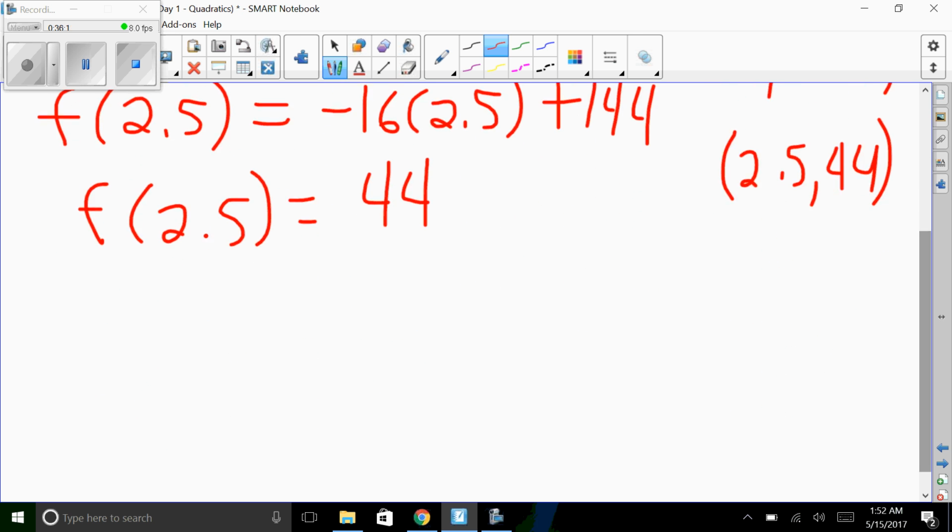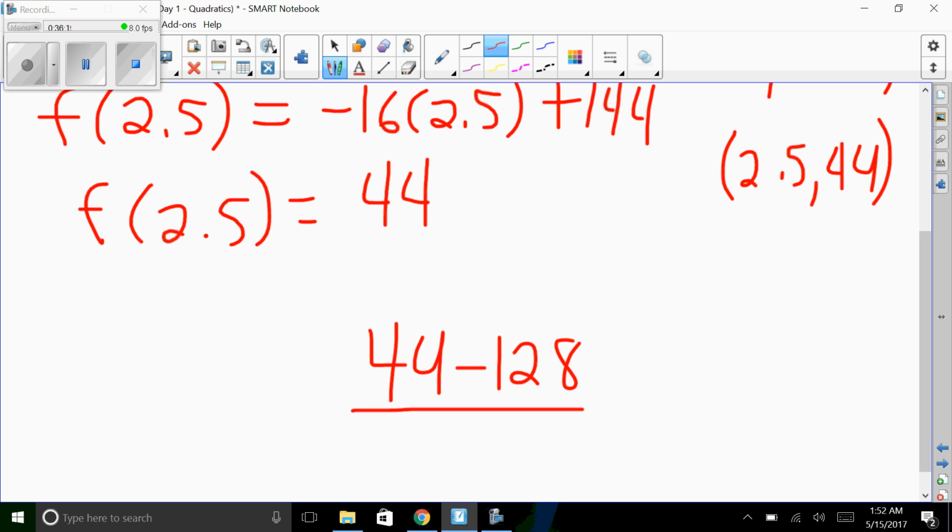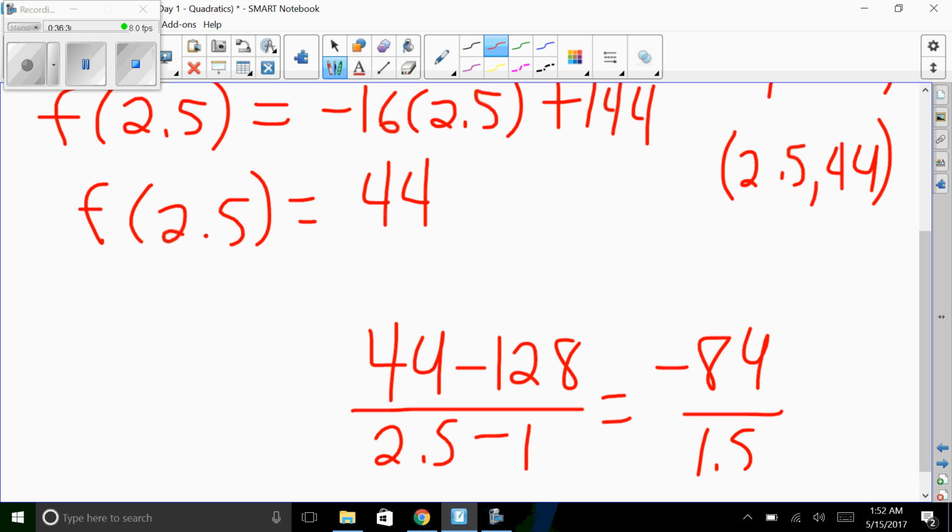Alright. So 44 minus 128 over 2.5 minus 1 gives me negative 84 over 1.5, which equals negative 56 as an average rate of change. So it's negative because it's falling.